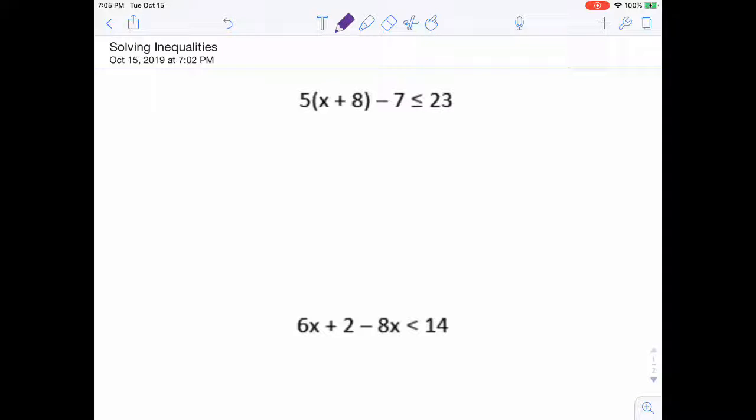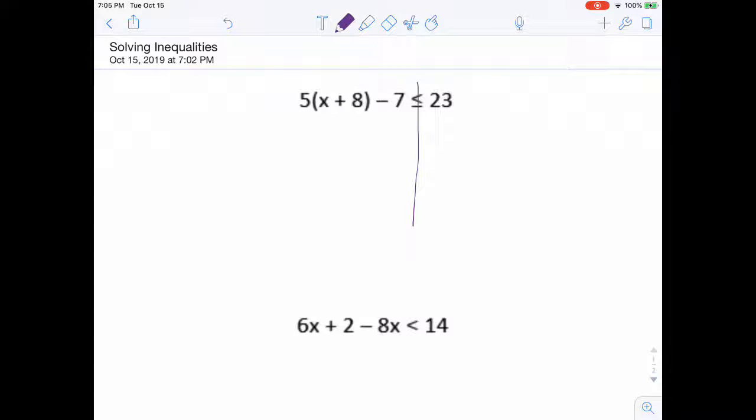Today we're going to look at a few solving inequalities problems, as well as graphing the solution on a number line and looking at interval notation. So my first example here, 5 parentheses x plus 8 minus 7 is less than or equal to 23. So I'm going to draw a line down the inequality sign to make sure I separate my sides.